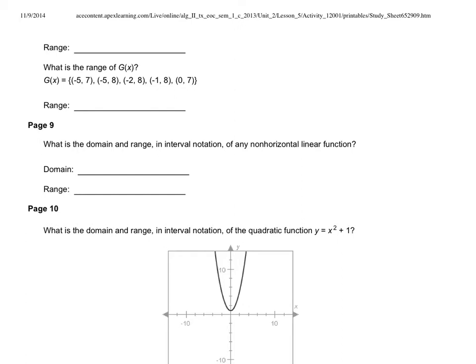So the next question is, what's the range of g of x? So if it's my range, I'm just worried about my y's, so I'm going to cover up my x's. And again, I don't have to duplicate numbers, so if I look, it says 7, 8, 8, 8, 7, so really my range is just 7 and 8, and that is countable. It's finite, so it's discrete.